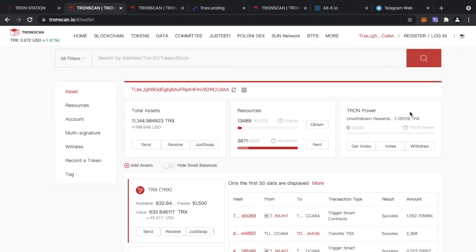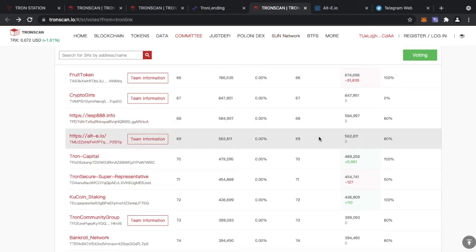So obviously, the more Tron you freeze, the more energy you get. The more energy you get, the more votes you get. The more votes you get, the more rewards you get. And the whole point about Alt E is that 80% of the rewards that they get will go back to the voter, but the 20% is going to go ahead to facilitate the building of this infrastructure for ADA.